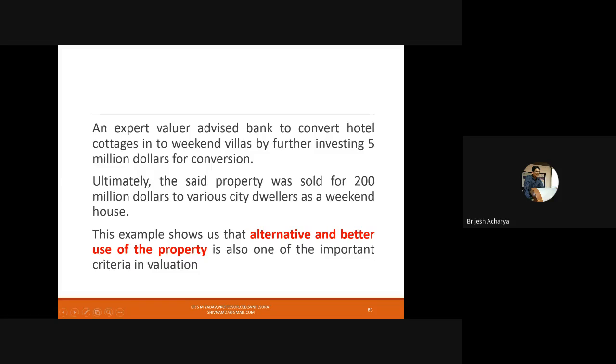So like this particular example, there are other examples also wherein the valuer has to keep in mind the purposes for which the property is required to be valued, or the valuer can advise a seller or a buyer, right? How he can get more value, or how he can buy the property at less value. So the expert valuer can do that also, right?